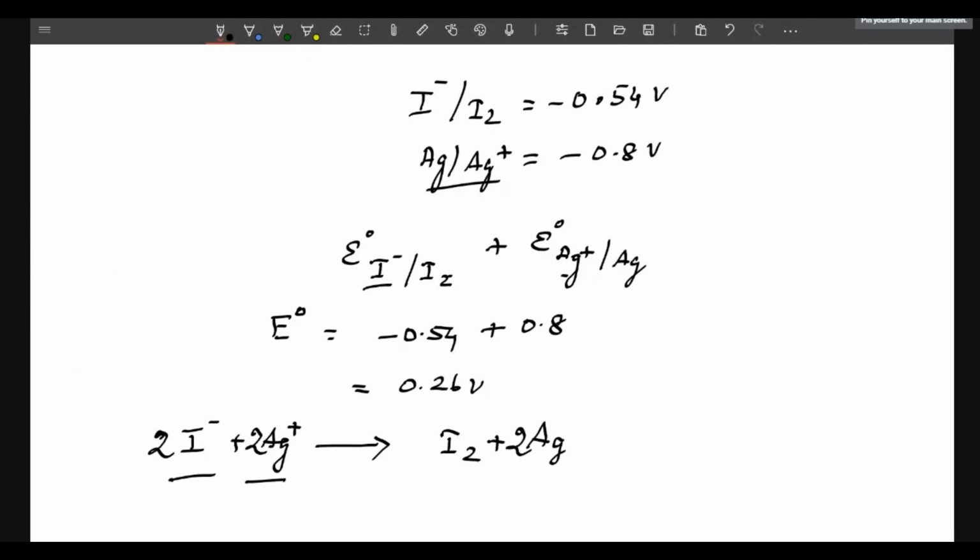Now, tell me the answer for the given problem. The net reaction of the cell is given as A plus and B minus, giving A plus B. The cell is due to the combination of what? Tell me the answer. Combination of what?